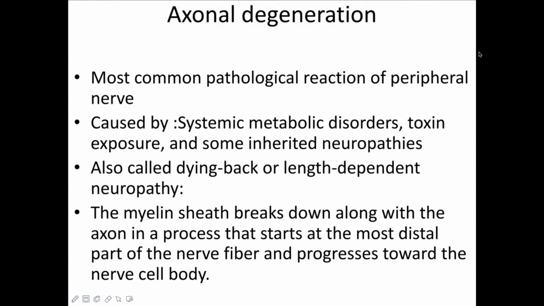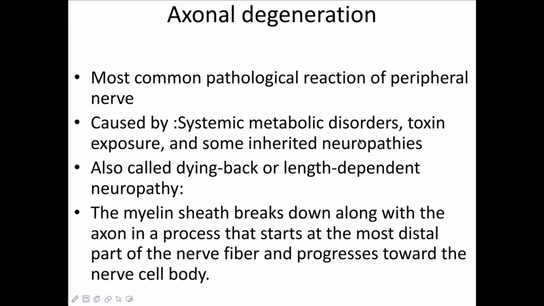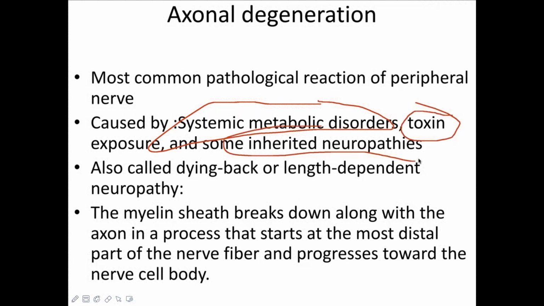So when we talk about axonal degeneration, we should be understanding what it means. It is basically a pathological reaction of a peripheral nerve. It is caused by, now listen to the causes very carefully, usually a systemic metabolic process like diabetes, right? A toxin exposure like lead, and some inherited neuropathies.